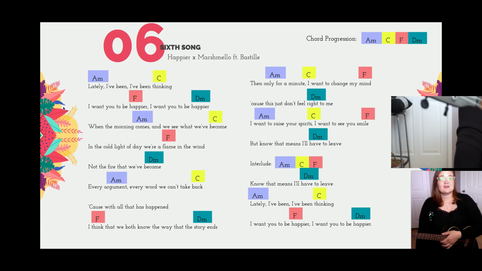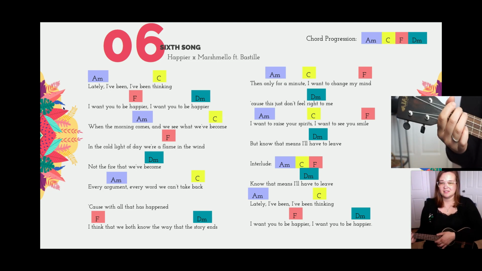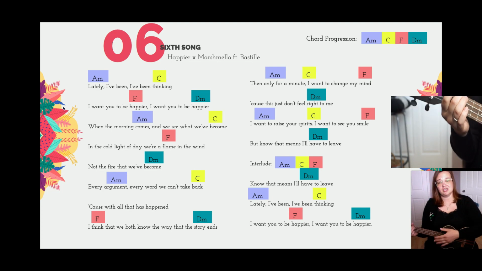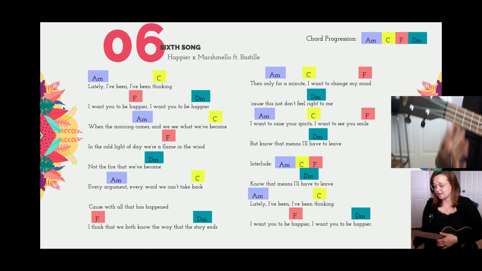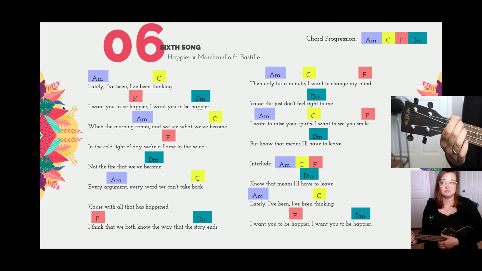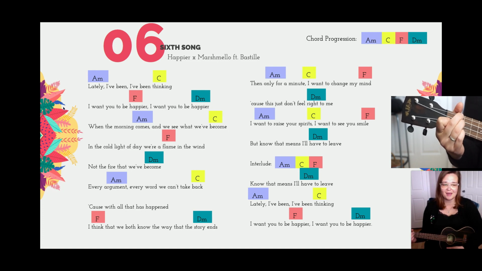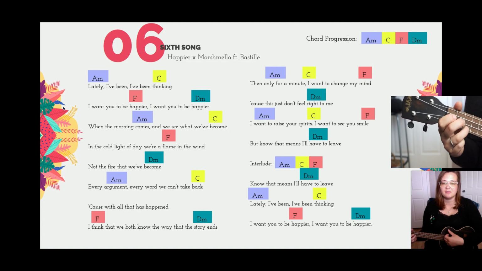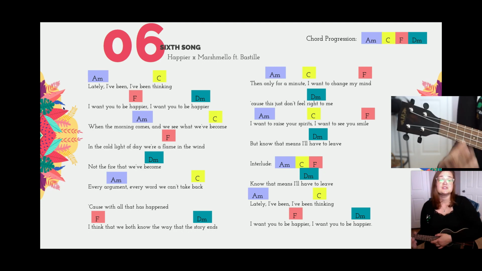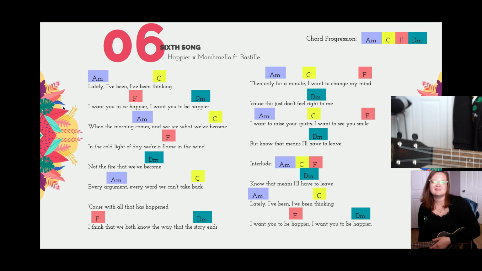This is one of those songs though that you can make your strumming pattern as you want it to be, and changing the strumming pattern will change the feel of it. For instance, I could start the beginning in a pretty typical ukulele strumming pattern. Lately, I've been thinking, I want you to be happier, I want you to be happier. When the morning comes, and we see what we become, and the cold light of day we're a flame in the wind, not the fire that we begun. So it changes the feel, it makes it a little bit more islandy.